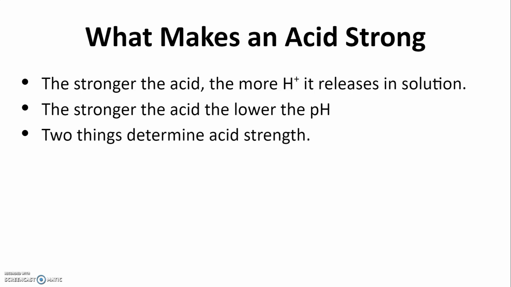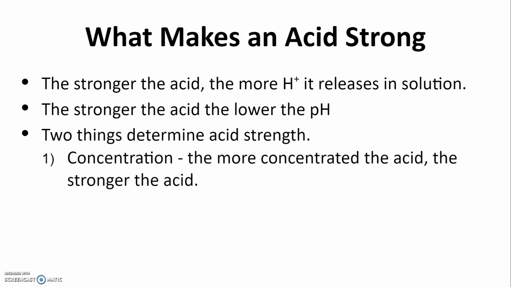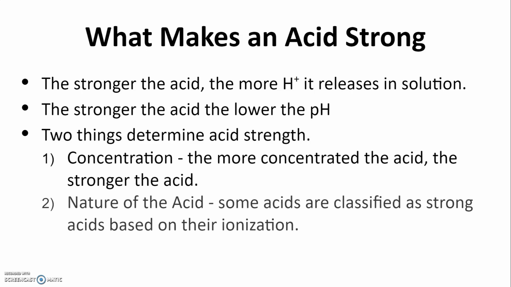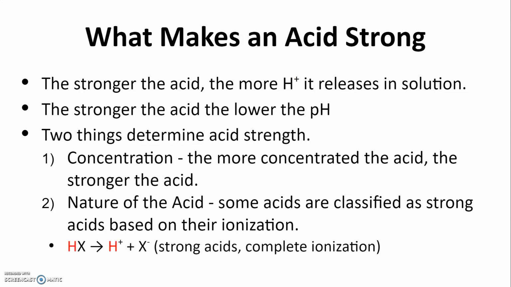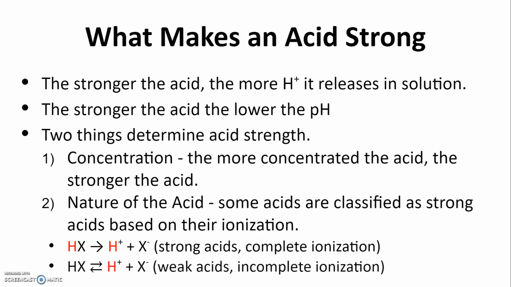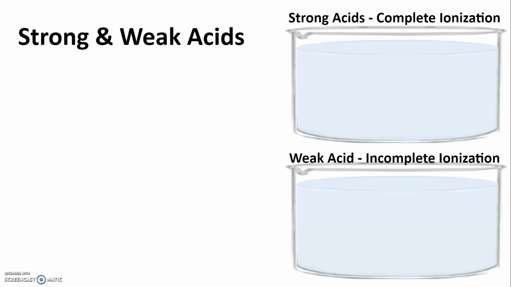And there are two things that determine that strength. One is the concentration. So the more concentrated the acid, the stronger the acid. The other thing is the nature of the acid. Some acids are classified as strong acids just based on their ionization. If it goes to completion, like it all breaks down into H+ and the anion, or if only some of it breaks down, that is incomplete ionization.